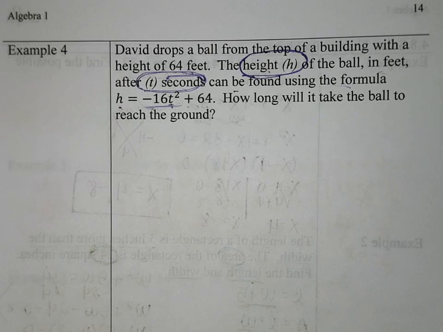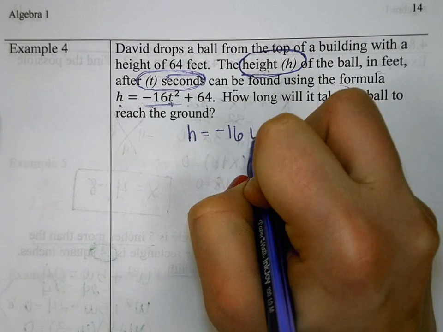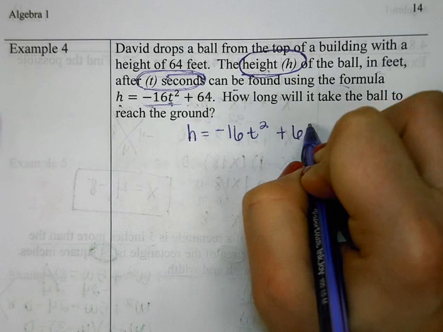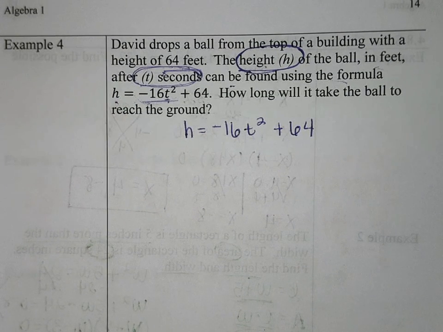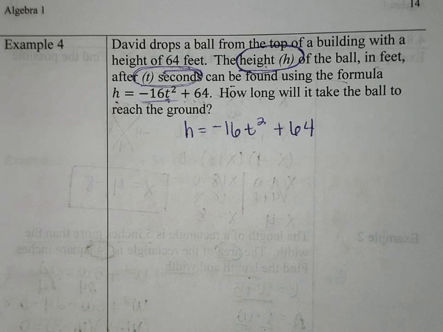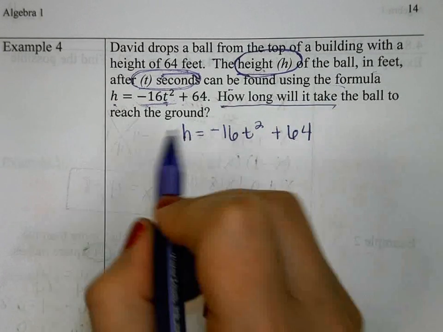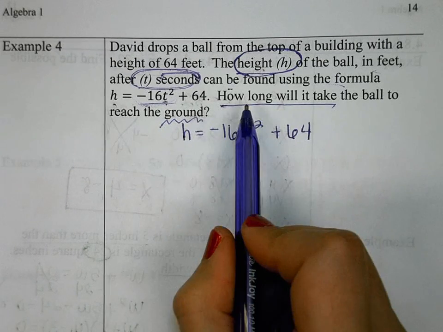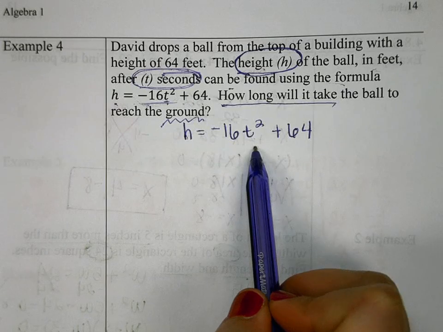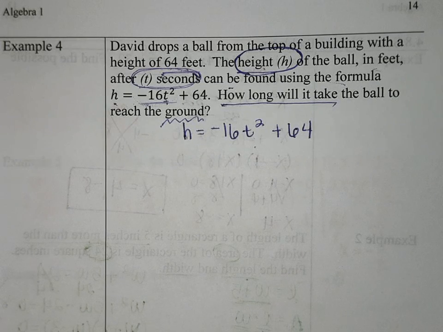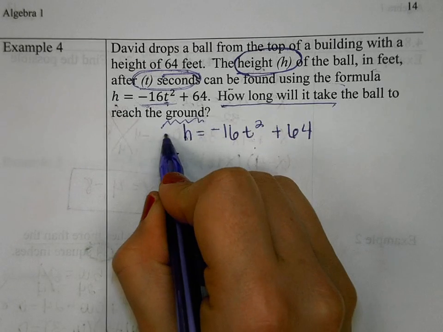Okay, so what I'm going to do is rewrite the equation right here because we're going to be working with it for a little bit. The height of the ball is h, and the question asks us, how long will it take for the ball to reach the ground? If my question is saying how long, does that mean I'm going to be solving for h or solving for t? T. I'm going to be solving for t. I'm trying to figure out how long. So that means I should be plugging something in here for h.